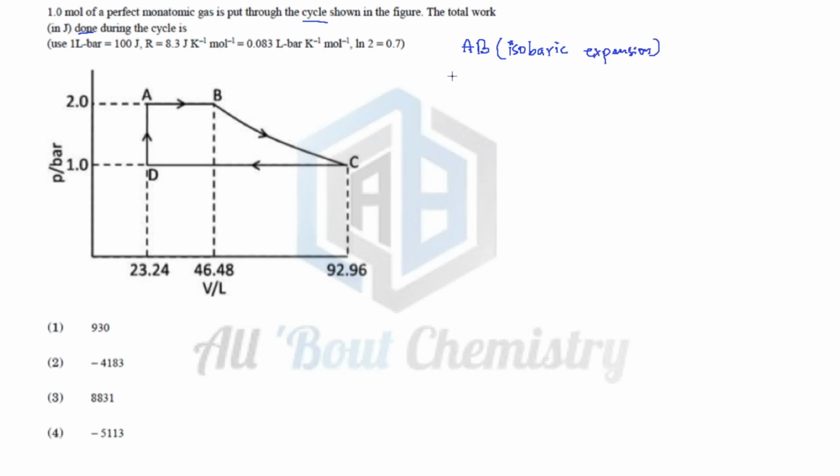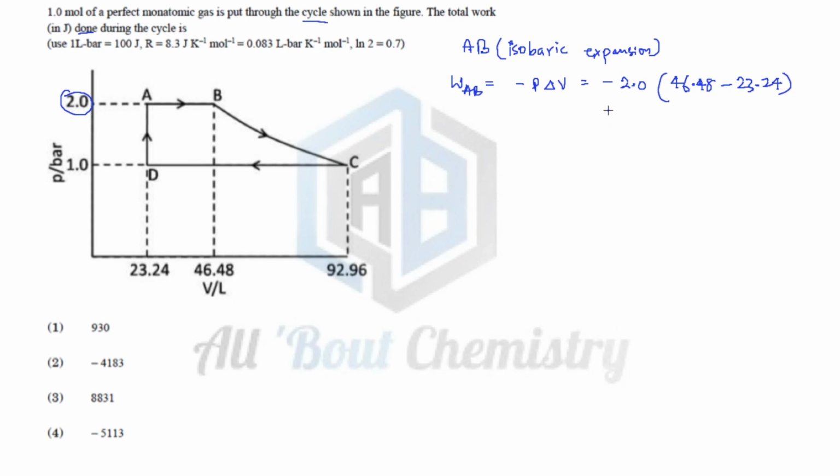So the work done, W_AB, will be given by minus P delta V. If I substitute the value of pressure, which is 2, with a negative sign because I have minus also, so minus 2.0 multiplied by delta V, the change in volume, so that is 46.48 minus 23.24. If you just subtract this, this is what you are going to get as W_AB. So let's keep it as it is.